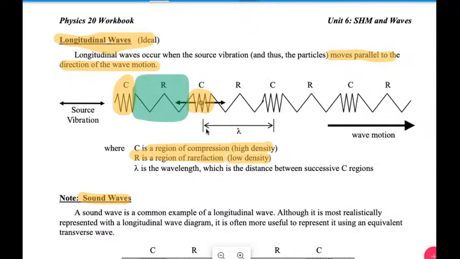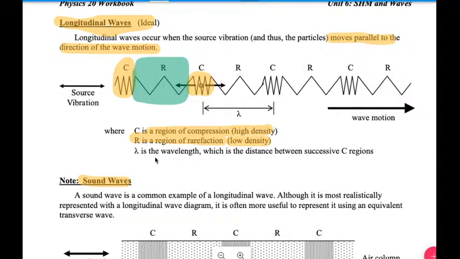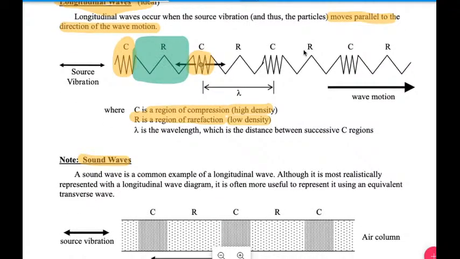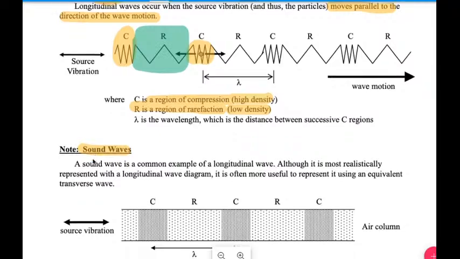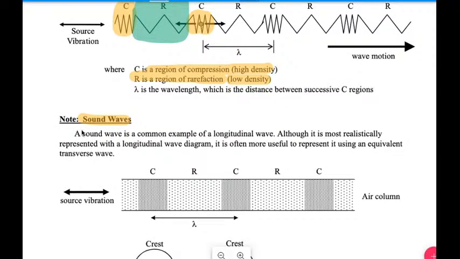Okay, so we still have wavelengths. Instead of peaks and troughs, we have compression and rarefaction zones. And we're remembering that the source vibration and the wave motion is parallel to our vibrating particles. So everything is parallel, whereas transverse, everything is perpendicular. So a sound wave is a common example of a longitudinal wave. It's most realistically represented with a longitudinal wave diagram.